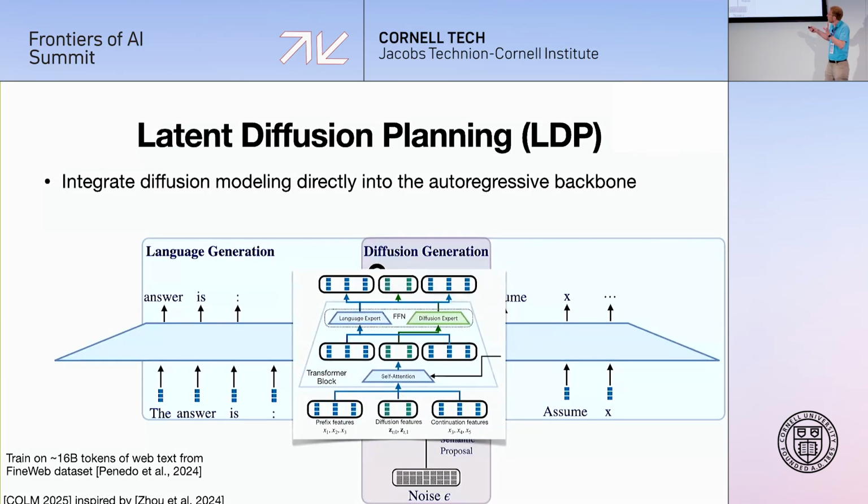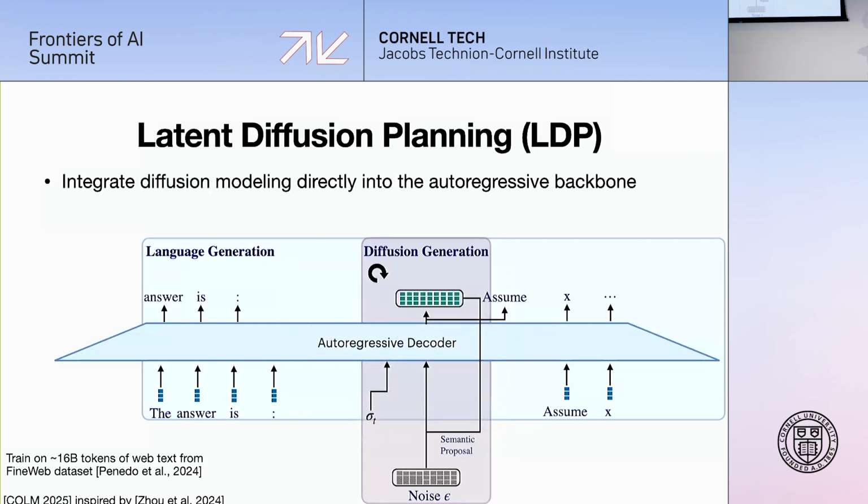The trick is, just for those who really like the weeds, you actually have two different MLPs here, one for diffusion and one for language. So we just switch between them, and this makes it happen.